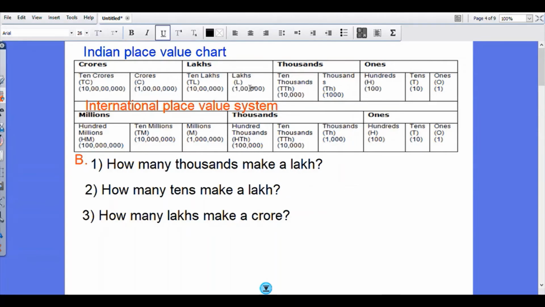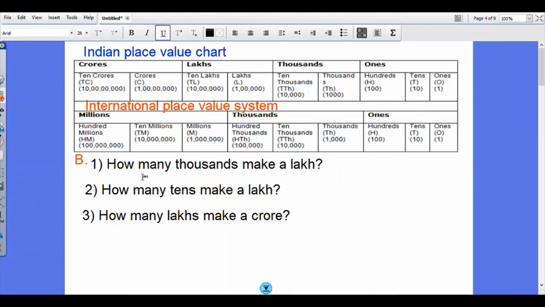Or we can say 1 lakh is equal to 100,000. Both are the same. 1 lakh is equal to 100,000, or 100,000 is equal to 1 lakh. Here also 10 lakh is equal to 1 million, or 1 million is equal to 10 lakh. 1 crore is equal to 10 million, because here also 7 zeros, here also 7 zeros. 10 crore is equal to 100 million, here 8 zeros, here also 8 zeros.